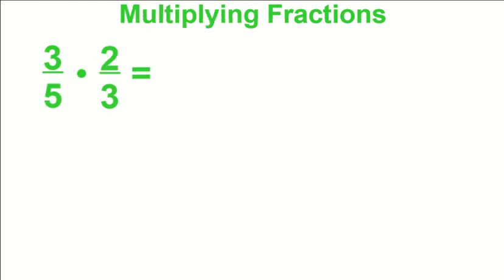One last thing then. Multiplying fractions. When you multiply fractions, what do you do? Multiply across. Straight across top, straight across bottom. So numerator times numerator, denominator times denominator. 3 times 2 is 6. 5 times 3 is 15. I need to simplify. What number goes into both those? 3. So if we divide by 3, we will get 2/5.